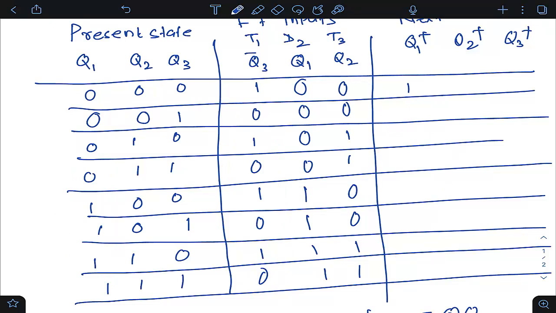So 0 XOR 1 is 1, 0 XOR 0 is 0, 0 XOR 1 is 1, 0 XOR 0 is 0, 1 XOR 1 is 0, 1 XOR 0 is 1, 1 XOR 1 is 0, 1 XOR 0 is 1. Is that fine? 0 1 1, 0 0 0, 0 1 1, 0 0 0, 1 1 0, 1 0 1, 1 1 0, 1 0 1. That's fine. So Q2 plus equals D2. This column I'll be copying as it is. So you get 0 0 0 0, 1 1 1 1.